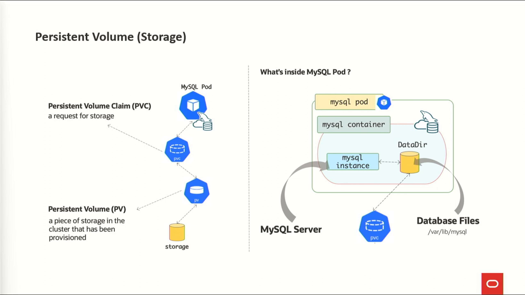If we take a look inside the container itself, especially the MySQL container, it consists of the MySQL instance, which is the MySQL server, and it needs to persist data. Usually the MySQL instance will use the datadir. This datadir needs to be provisioned using the persistent volume claim. Again, the persistent volume claim relates to the PV with the storage. Therefore, MySQL will be able to persist data to the storage in this way.